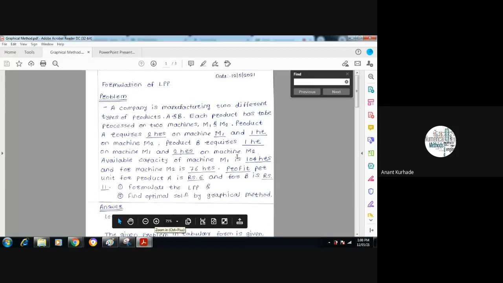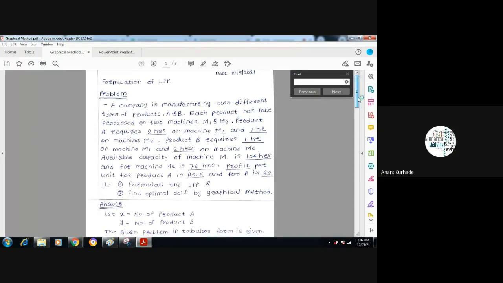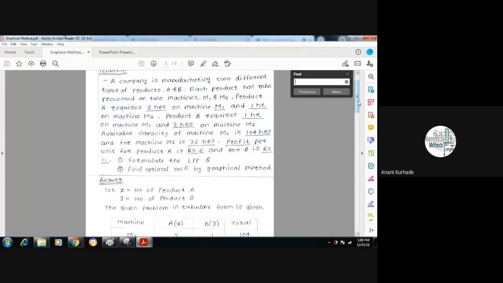Okay, now you can read. See, we'll start one by one. So it is formulation of LPP. LPP is the linear programming problem. Now the problem is given: a company is manufacturing two different types of product. Those products are product A and product B.